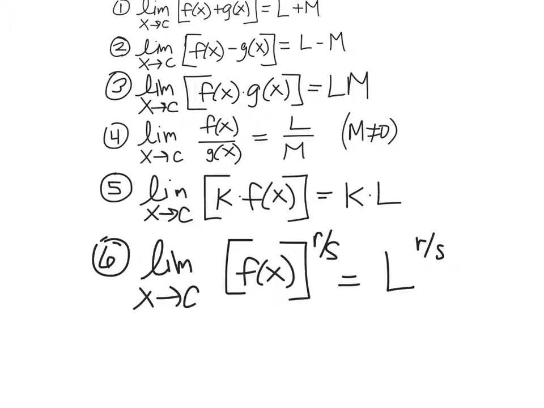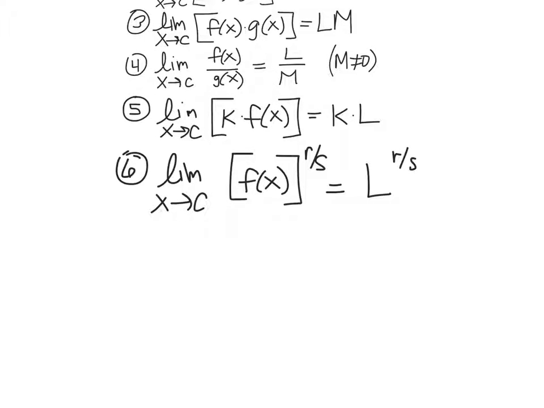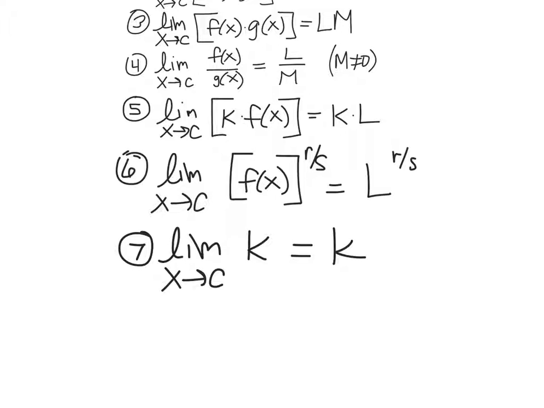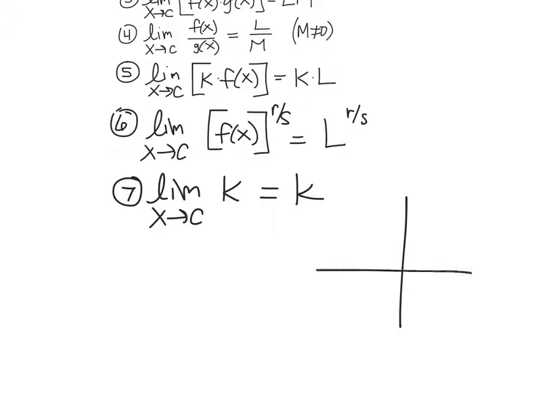And then the last one, which the book didn't say, but I think it's a really important one. If you take the limit as x goes to c for a constant k, it's just going to equal whatever that constant is. And that should make sense, right? If you have a graph, for example, and let's say you have a constant, like y equals 5. If I take the limit at any x value, my answer will be 5, no matter what c is. As I go to c equals 4, it's going to be 5. C equals negative 10, it's going to be 5. So a constant is always a constant.